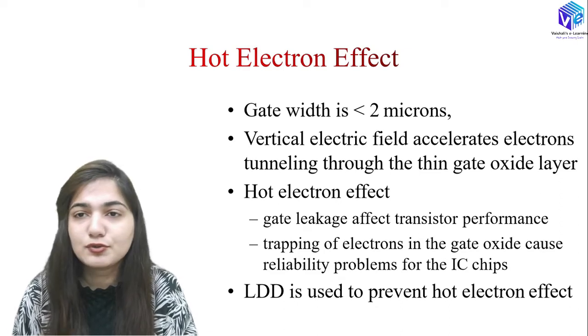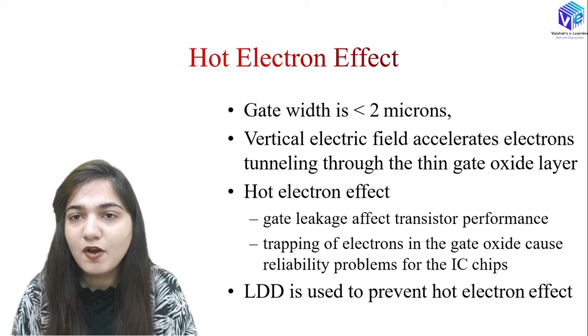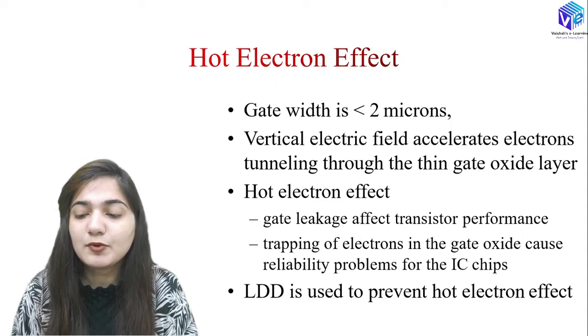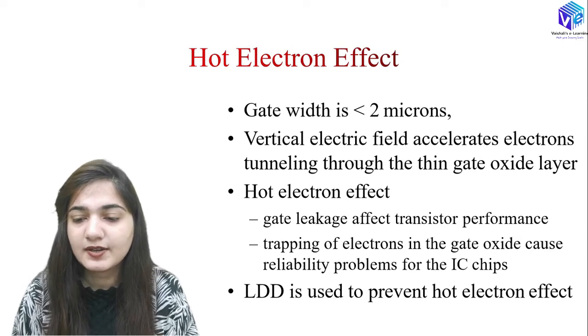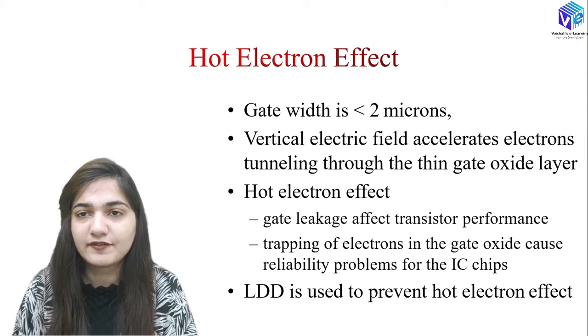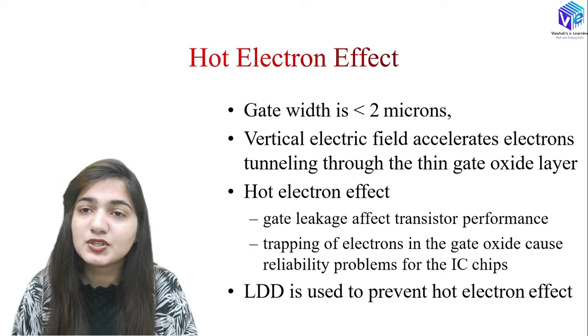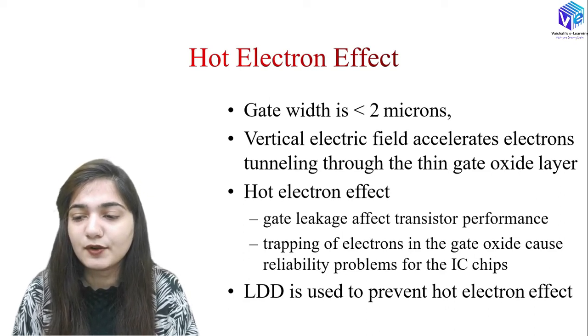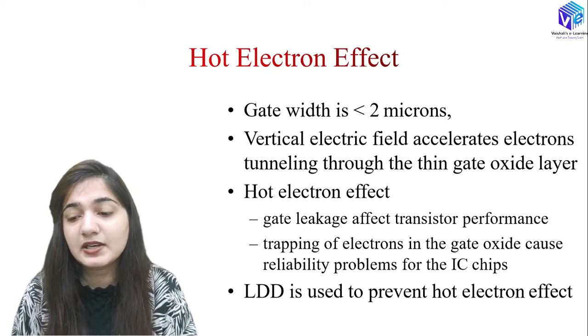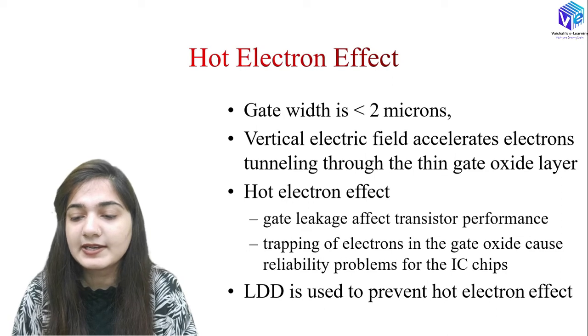Because I have not used a very thick layer of gate oxide, the gate width is only lesser than 2 microns. So what happens? Gate leakage will affect the transistor performance, and there would be trapping of electrons in the gate oxide, which causes reliability problems for the given IC chips. This is called the hot electron effect when the gate width is lesser than 2 microns, and this is how we have the tunneling, and because of the tunneling we have the leakage current, which is called the gate leakage effect.